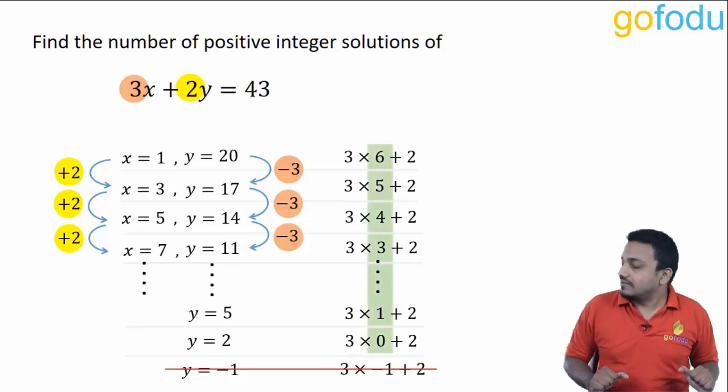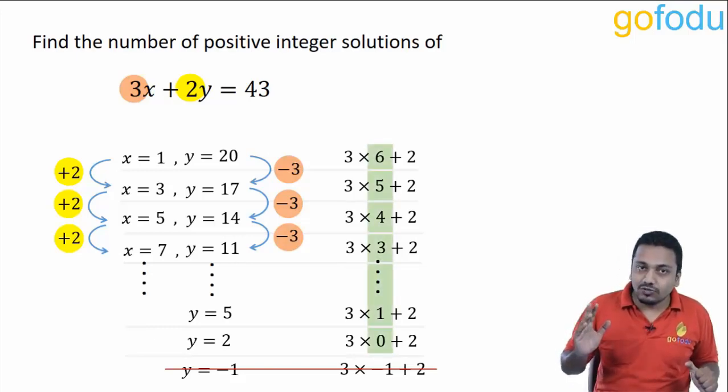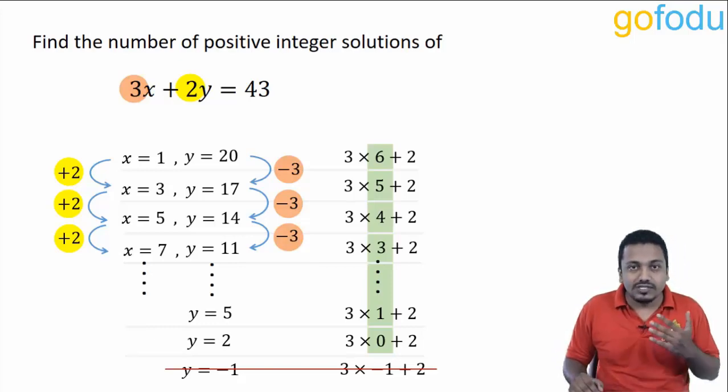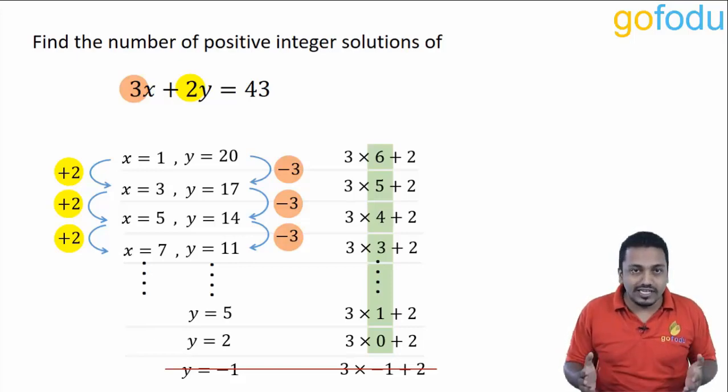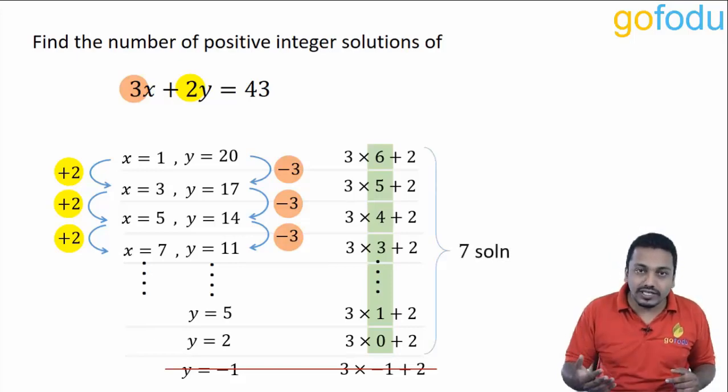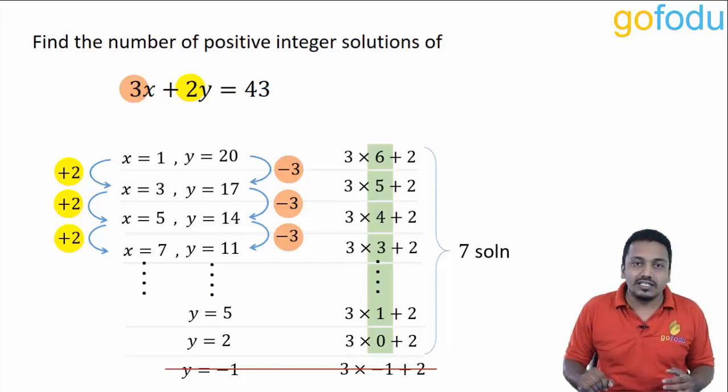Again, look at this part. We have values from 3 into 0 to 3 into 6. From 0 to 6, these are 7 values. So we can say that there are 7 positive integer solutions, or 7 ordered pairs of x comma y, which satisfy the condition given in the problem.